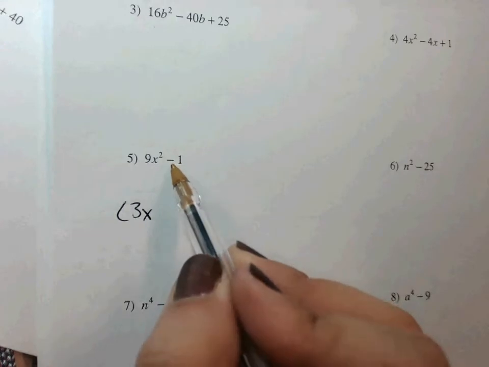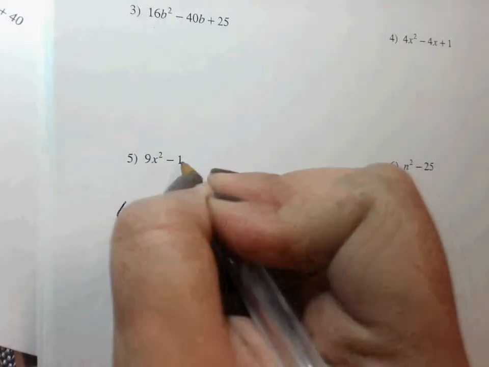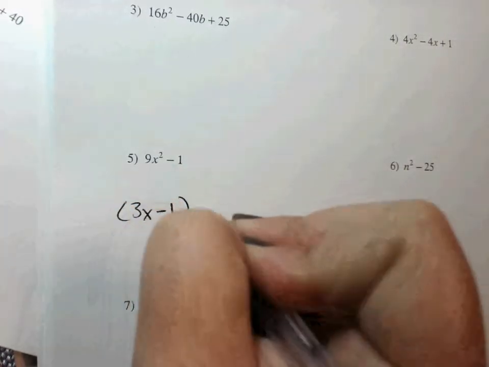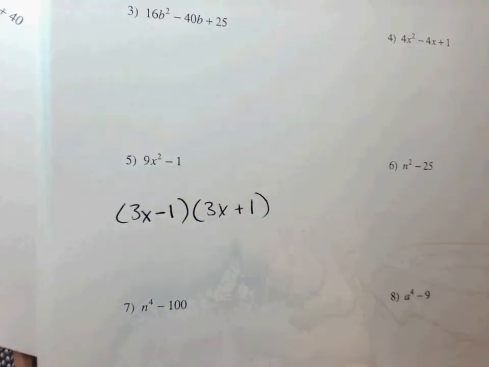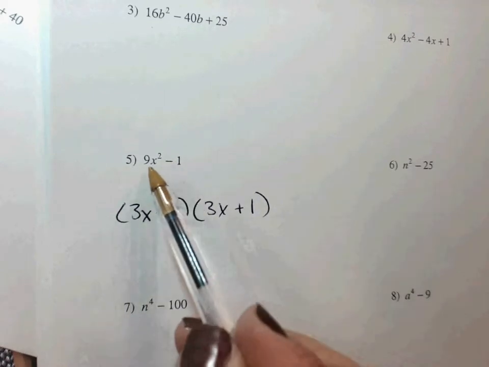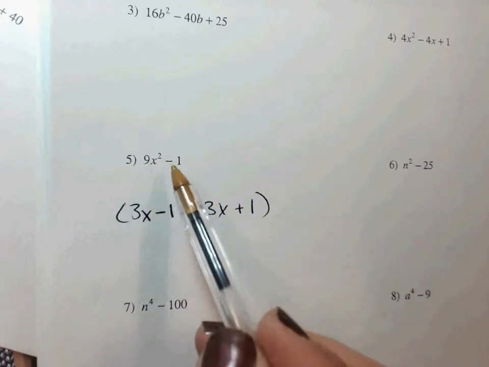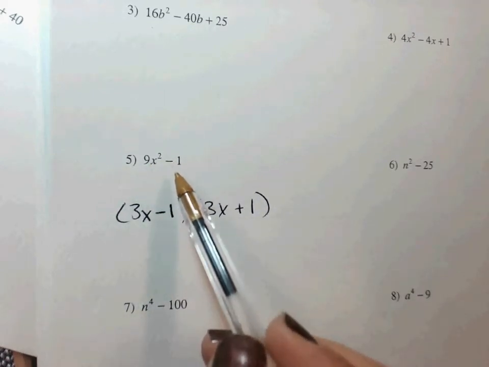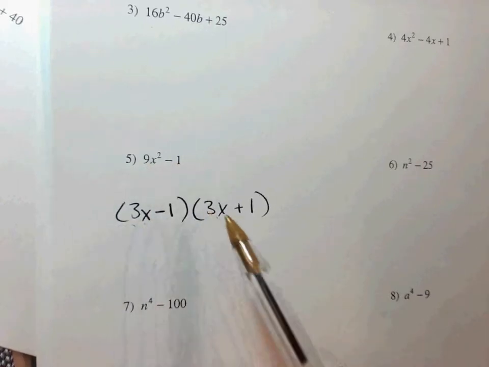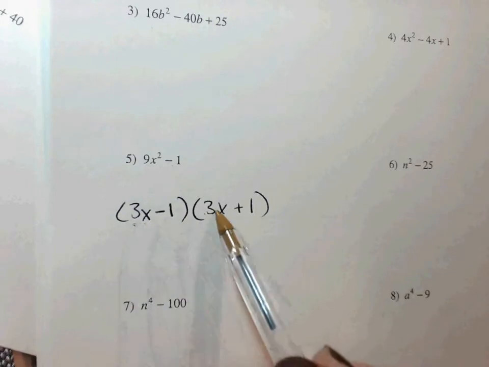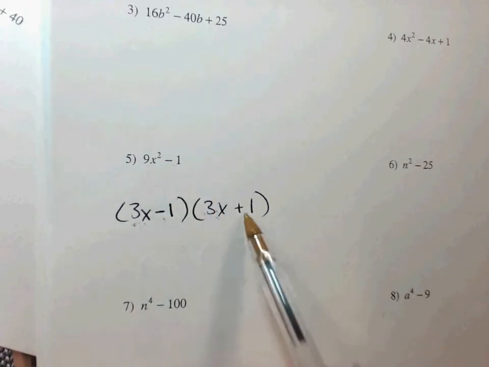We've got a negative here. It's going to be the square root of 1 is 1. You do negative 1, 3x plus 1. So again, if it's just two things like this, there's no middle monomial, you are going to square root the first one. It's 3. You put that there. If it's a negative, you're going to have a negative and a positive.